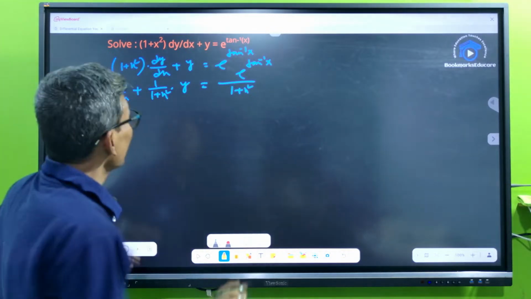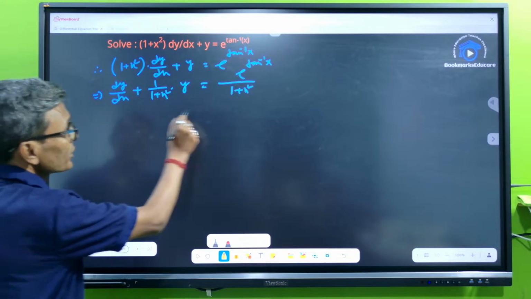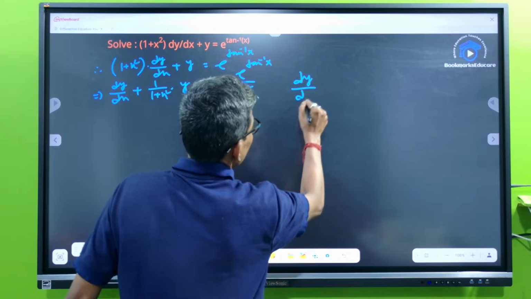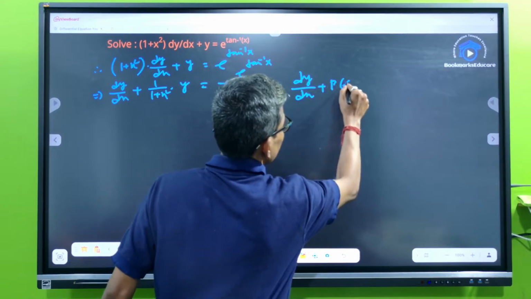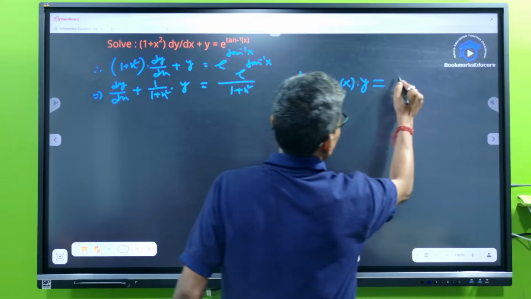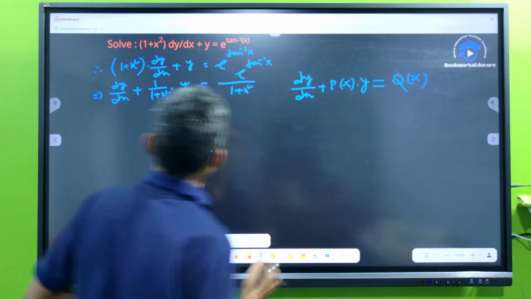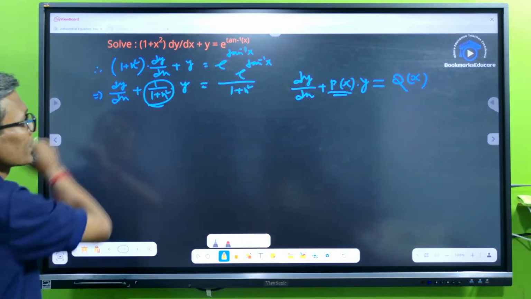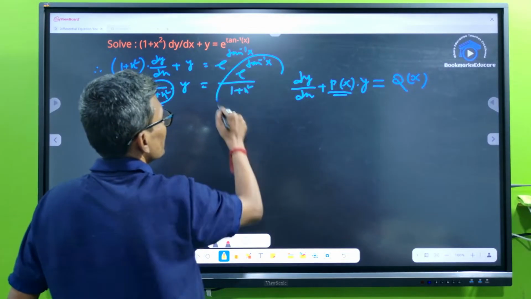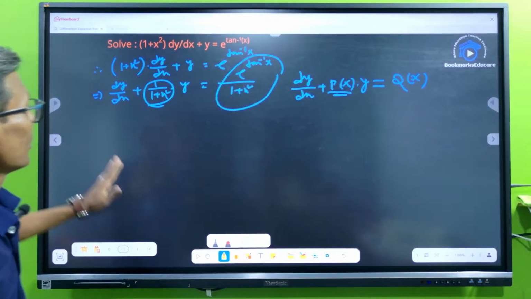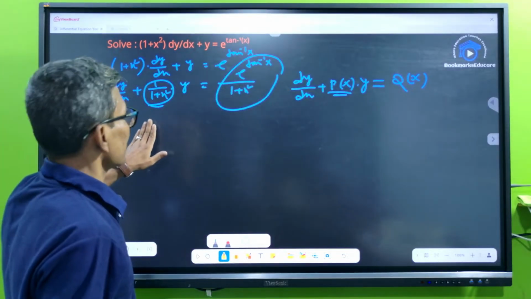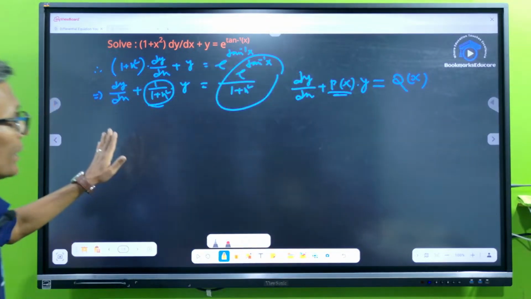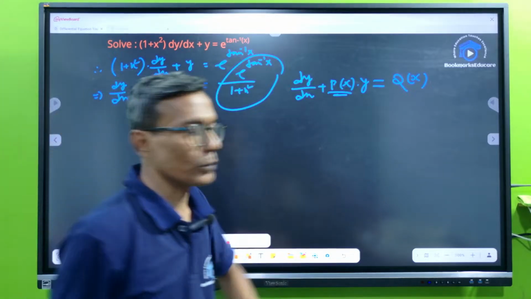First of all, because this is a linear differential equation, it can be written as dy/dx plus p of x into y is equal to q of x. Here p of x is a function of x, and q of x is also a function of x. So this can be written in the form of this. That is why it is considered a linear differential equation.